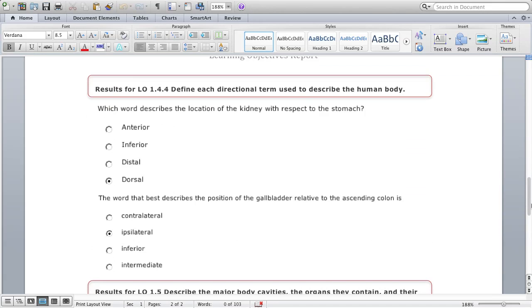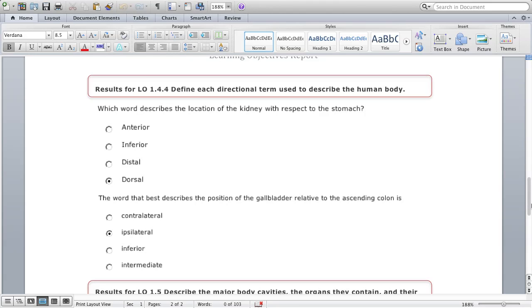The next two questions are from the same learning objective, which is 1.4, and these are directional terms. Now, it's common for students to miss directional terms at the beginning of the semester because you might not know where the major organs of the body are. It's not that you don't understand what the directional term means, it just might be that you're not familiar enough with the overall anatomy of the body. So the first question, which word describes the location of the kidney with respect to the stomach?